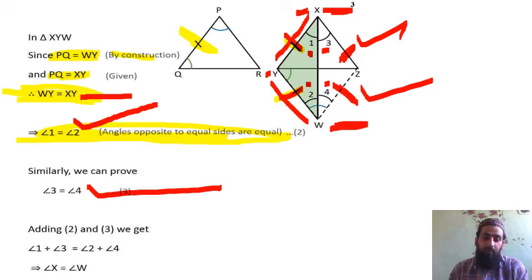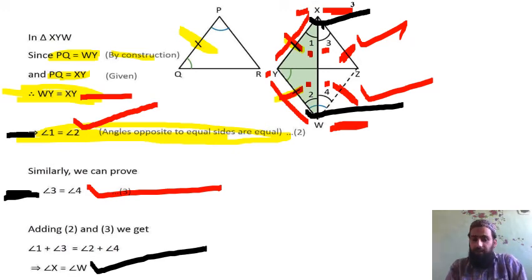Adding them, 1 equals 2 and 3 equals 4, we get 1 plus 3 equals 2 plus 4. Have a look at this. 1 plus 3 makes angle X and 2 plus 4 makes angle W. So I wrote down angle X equals angle W. But if you remember from the last slide, I showed that angle W is equal to angle P. And that is what we are going to utilize now. Moving on to the next slide now.